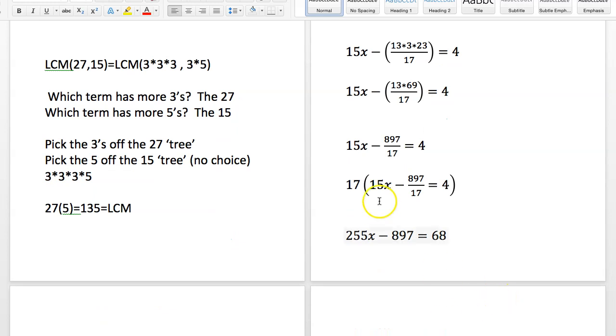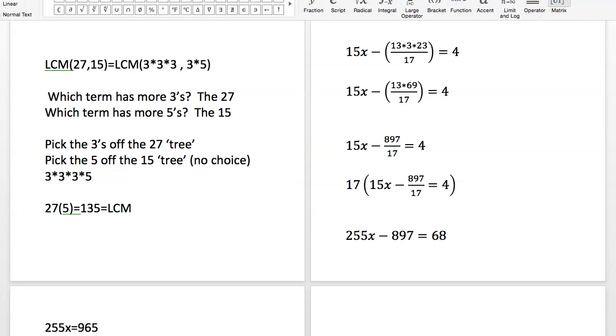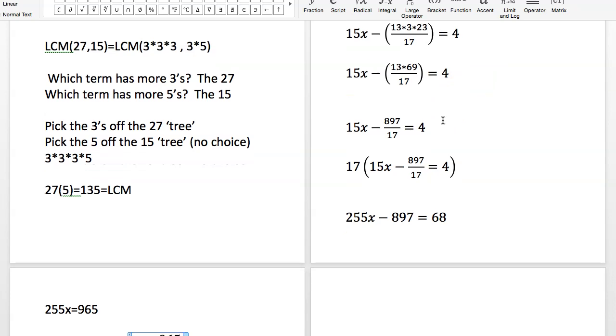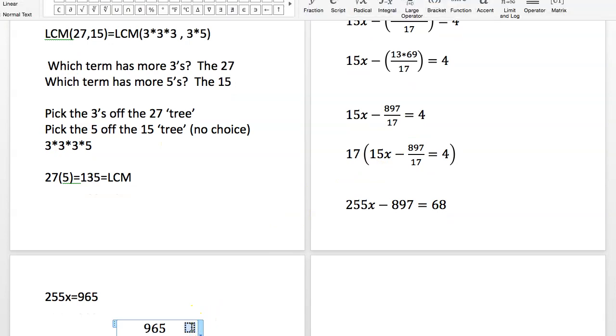And then I add 897 to both sides, and I get 255x equals 897 plus 68. Well, that would be 965. And then I divide both sides by 255, and I get x equals 965 over 255. And now reducing this will probably be hard. Who knows? I can tell 5 will go into things.